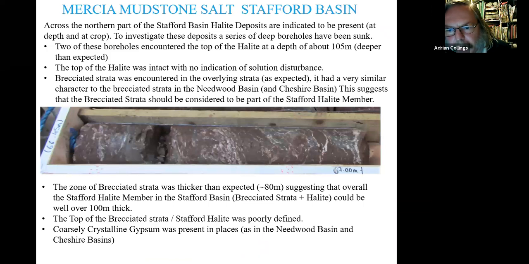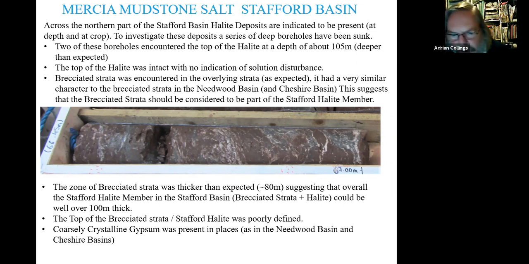Across the northern part of the Stafford Basin, halite deposits are indicated to be present at depth. To investigate these deposits, a series of deep boreholes have been sunk. Two of these boreholes encountered the top of the halite at 105 meters, which is a bit deeper than expected. The top of the halite was intact, with no indication of solution disturbance. Brecciated strata was encountered in the overlying strata as expected. It had a very similar character to the brecciated strata in the Needwood Basin and Cheshire Basin.